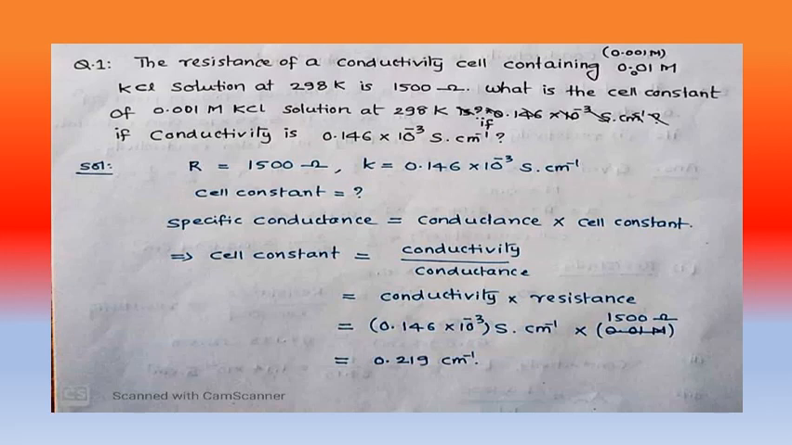Students, now I will show you once more. The resistance of a conductivity cell containing 0.001 M. Students, whether you are able to understand the question or not is very important. Once you understand the question, you can solve it very easily. Whether you are comfortable or not, you have to check yourself. Here many students generally take the resistance of the conductivity cell containing 0.001 M, and immediately they take resistance equal to 0.001.